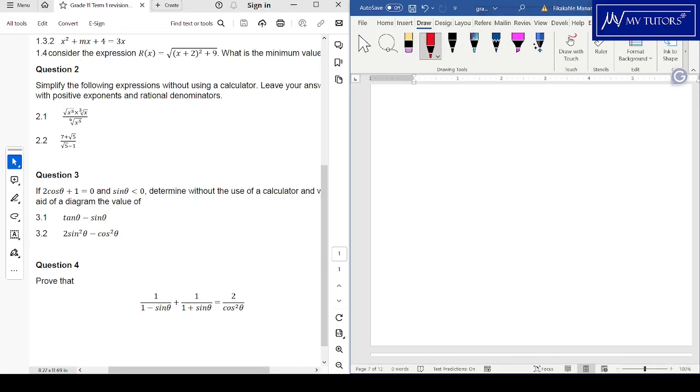So with these kind of questions, what we want to do is to take one of the sides. Let's take the left hand side, and we have to kind of, you know, simplify it. 1 over 1 minus sine theta plus 1 over 1 plus sine theta. Now this should be equal to the right hand side, which is 2 over cos squared theta. Now let's not try to force things. Let's just do things step by step to see what happens.